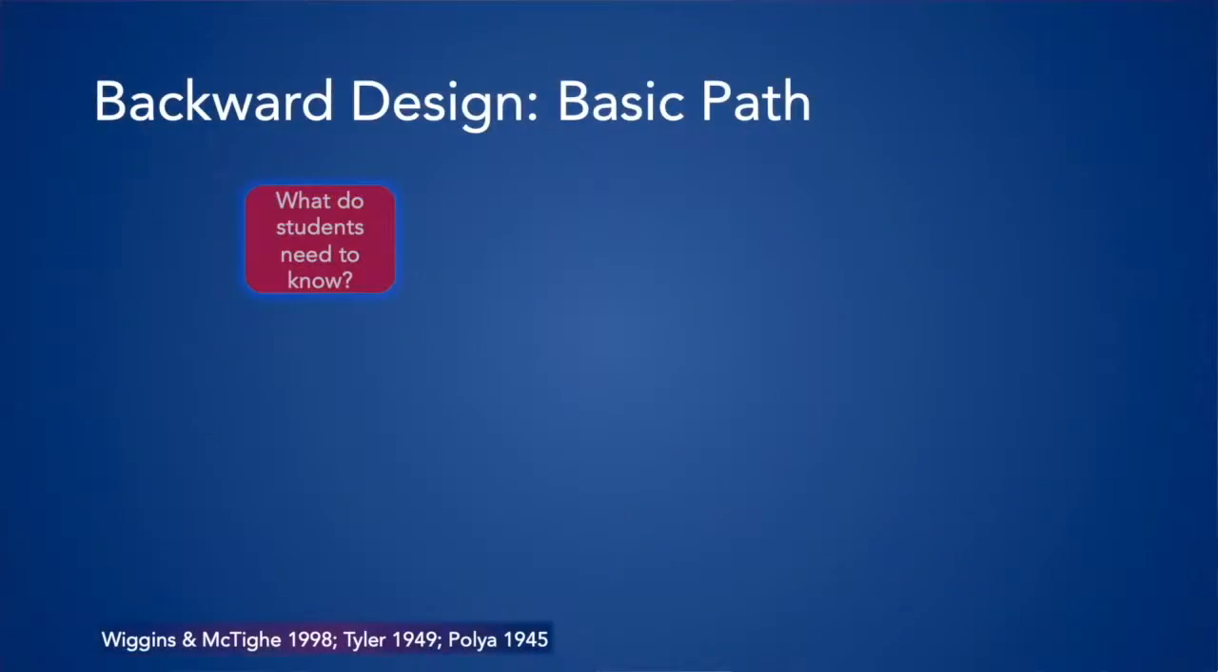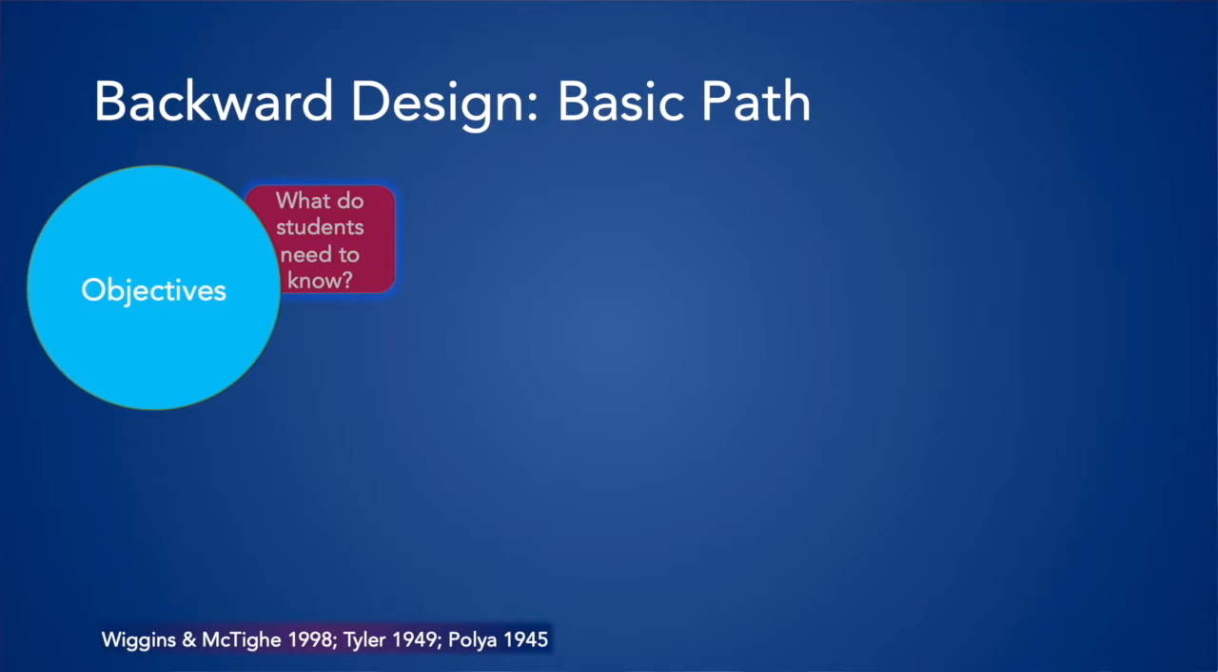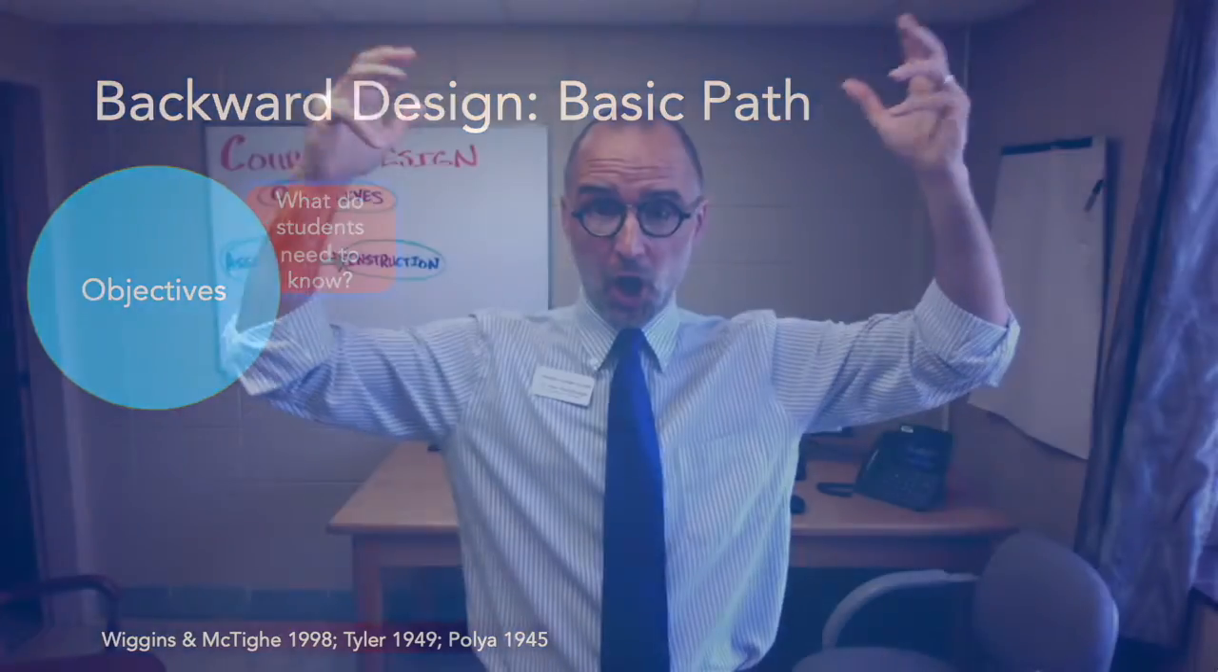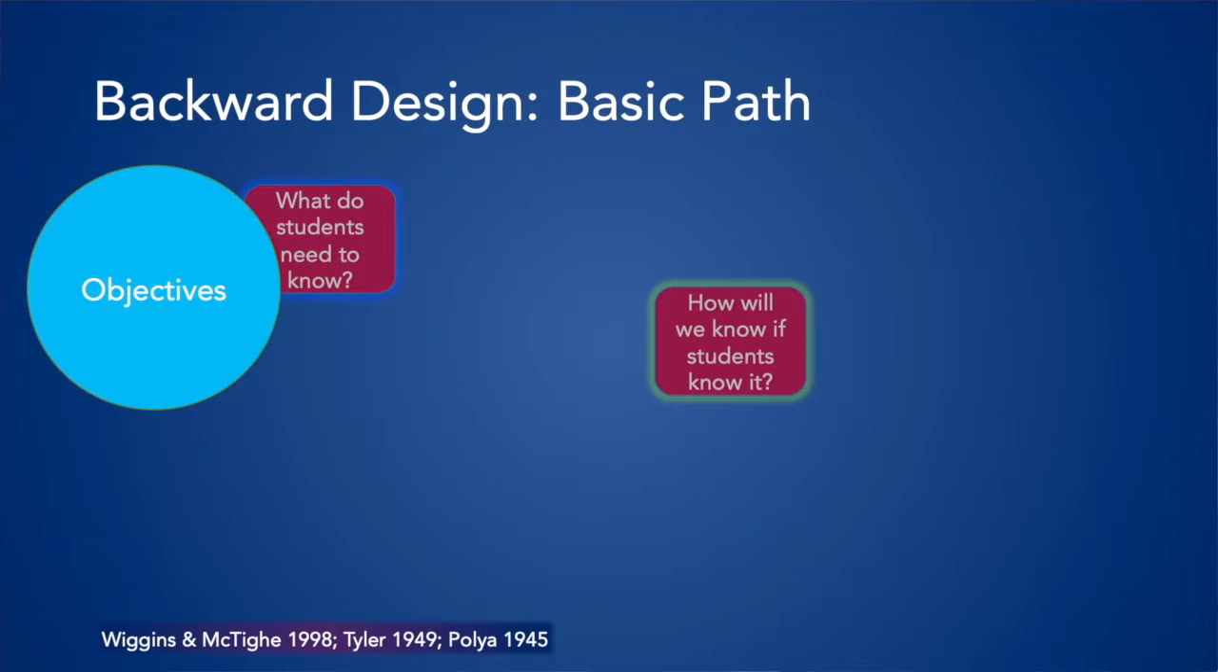First of all, the question of what do students need to know? Well, that defines your objectives, the knowledge and the skills that you want every student to have, or that you think every student would have, by the time they finish your course. Once you've got those objectives, that big picture of what students should know and be able to do when the course is done, then you need to ask yourself, how would I measure that? How will I know if students know those things and can do those things?